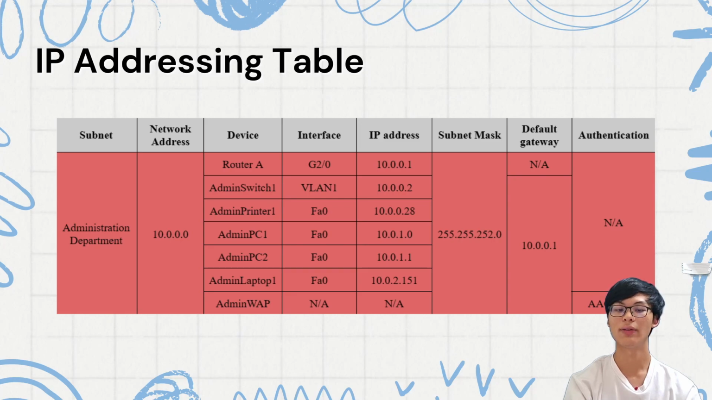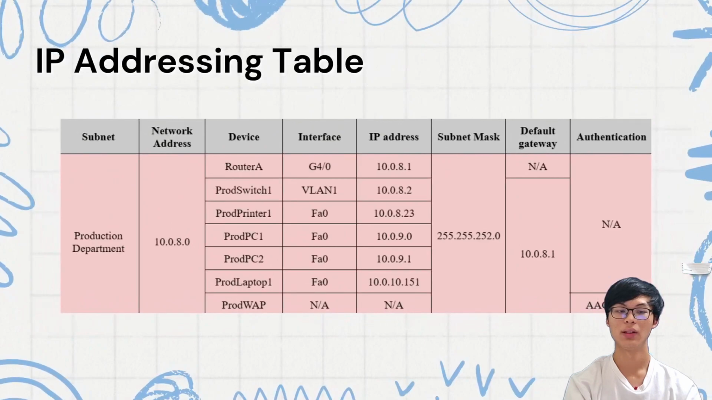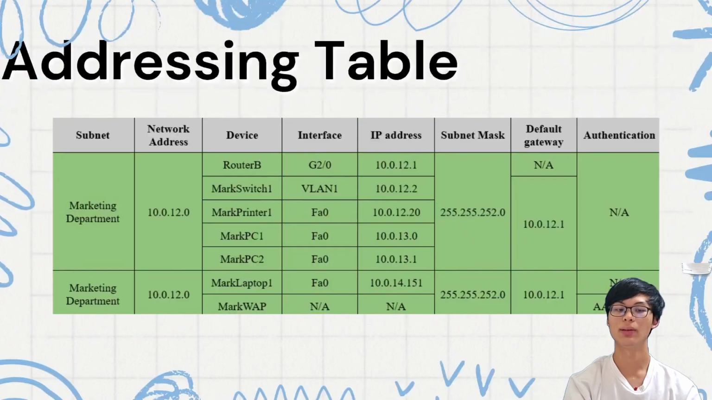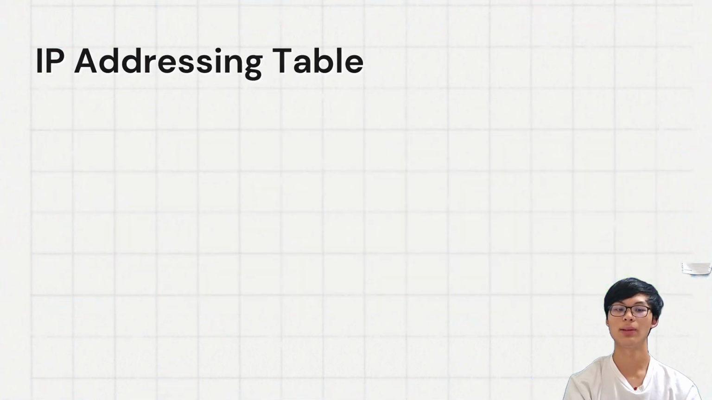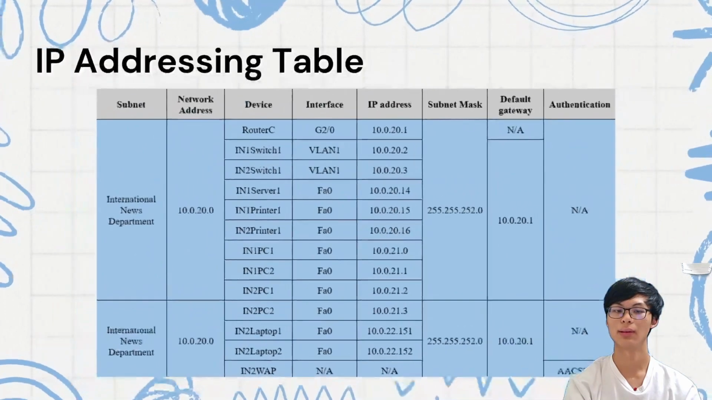We also have a wireless access point with an authentication password of ACS2034. It's the same for all departments. This is the addressing table for the news department, the production department, the marketing department, the human resource department, and the international news department subnet.